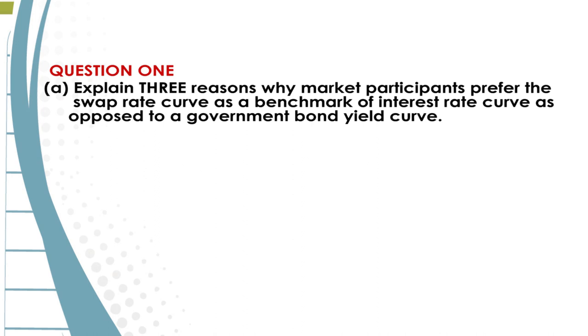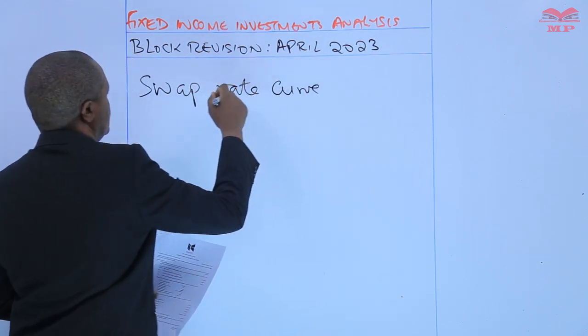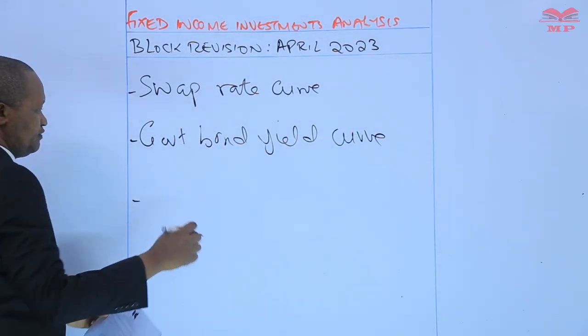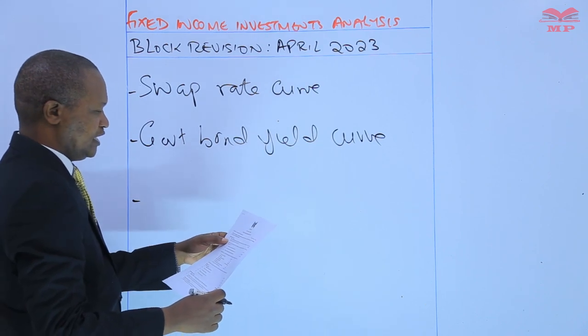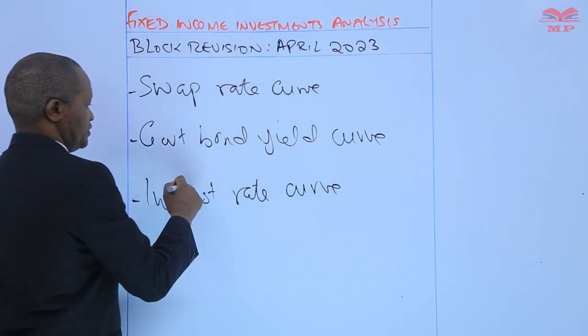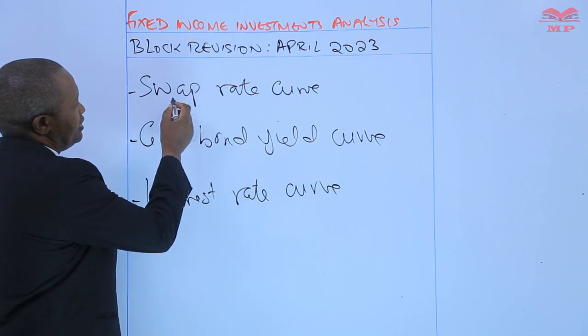Now, candidates, there are three curves mentioned in this question. That is the swap rate curve. Another curve is the government bond yield curve. And the third curve is the interest rate curve.